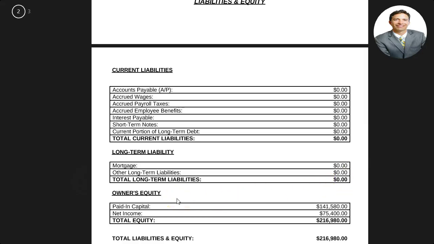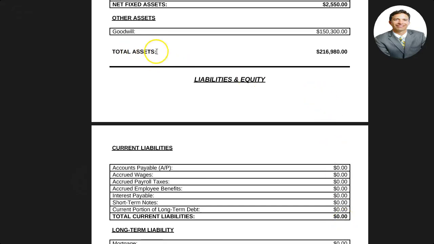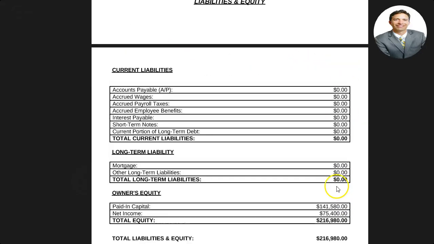Owner's equity. For the owner's equity, the paid in capital, 141,580, and the net income 75,400 gives us a total equity of 216,980. The total equity, 216,980, should be the same over here on the top in terms of total assets. They always need to be equal. So 216,980, and that's what we have over here.